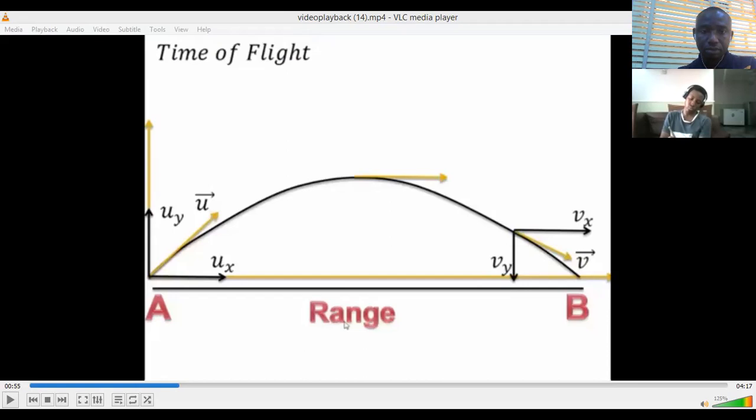Range is the maximum height. Sorry, it's not maximum height. Range is the horizontal distance. Range is the horizontal distance from the point of projection to the point where the projectile hits the projection plane again.